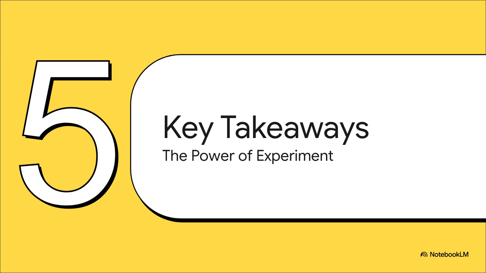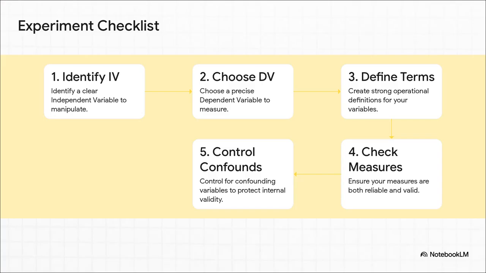Okay, we have covered a ton of ground, from the absolute basics to the hidden threats you gotta avoid. So let's wrap all this up and boil it down to the essentials. So here it is, your new checklist for thinking like an experimental psychologist. 1. Identify a clear IV to manipulate. 2. Choose a precise DV to measure.